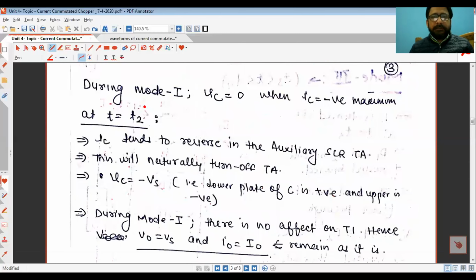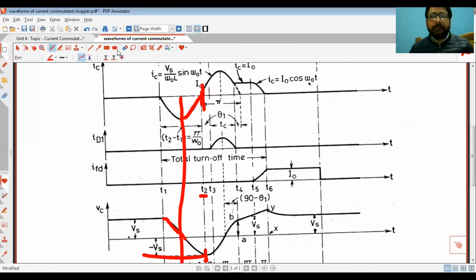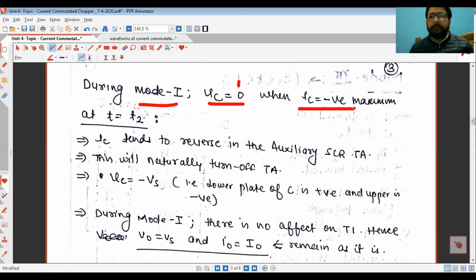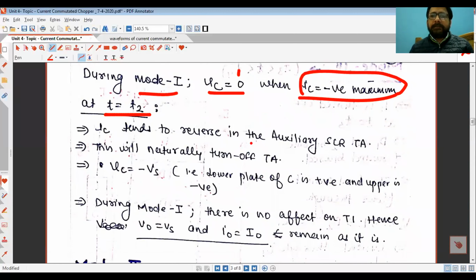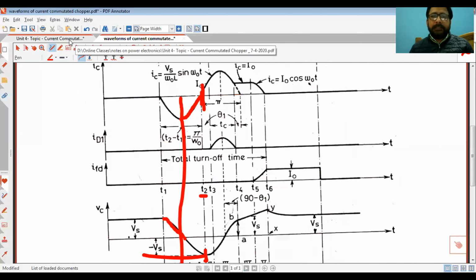So all the story is written here. Mode 1, Vc is equal to 0. Now Vc is equal to 0 when the current is peak, when the capacitor current is negative maximum. At t is equal to t2, IC tends to reverse in the auxiliary SCR, basically.